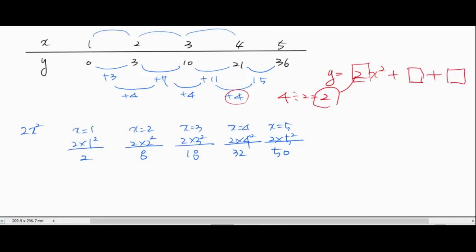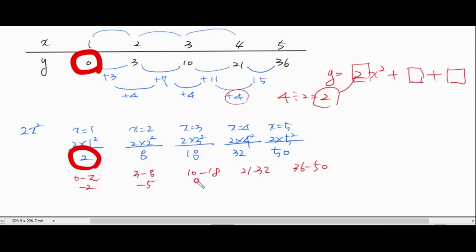And again, minus those numbers from the numbers up there in the y. This number from this number. And then we'll just do it. 0 minus 2, 3 minus 8, 10 minus 18, 20 minus 32, and 36 minus 50. Let's write that. That will be -2, -5, -8, -11, and then -14.